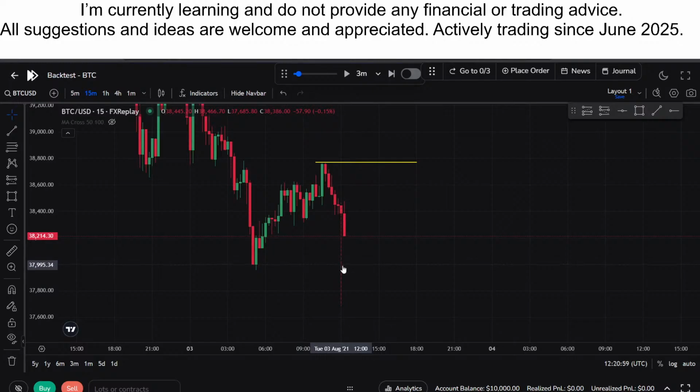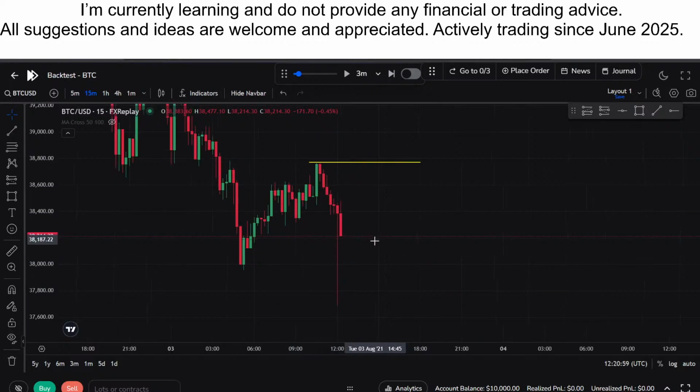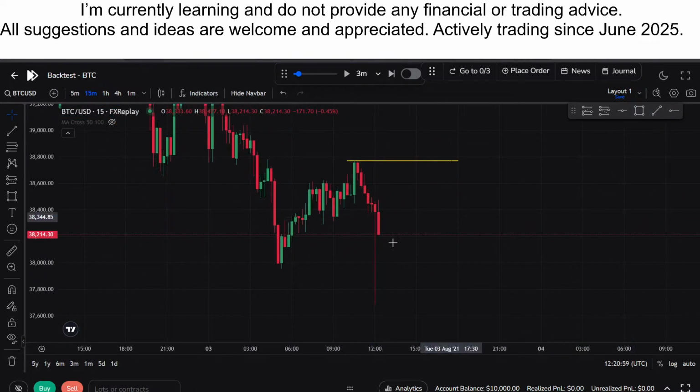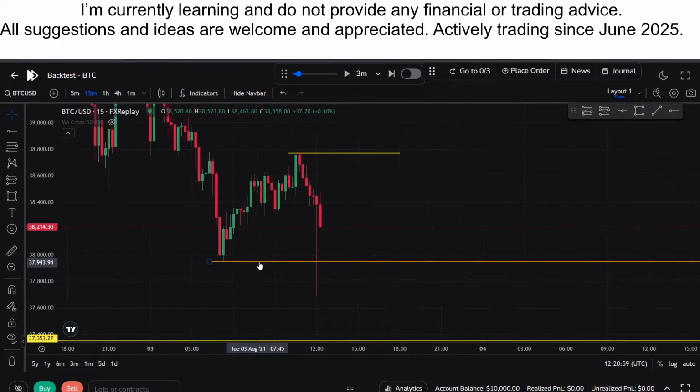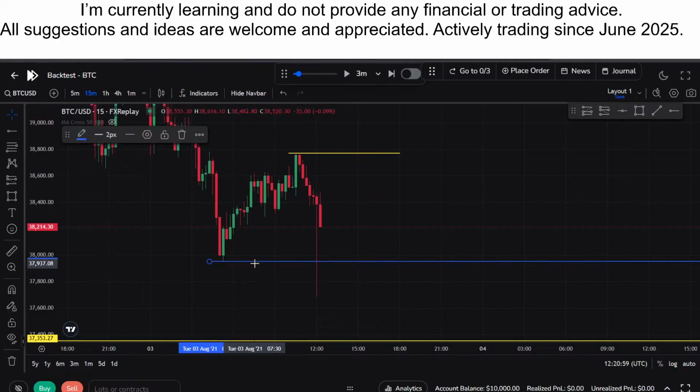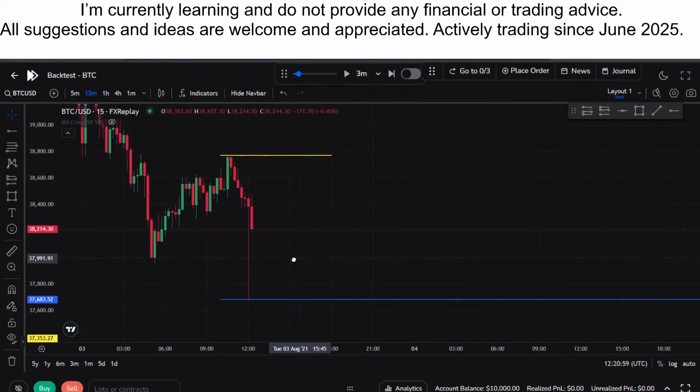This one is very large, weak, and I think it grabbed this liquidity. So new low, recent low. This is our recent low. Okay, recent low, another recent low.